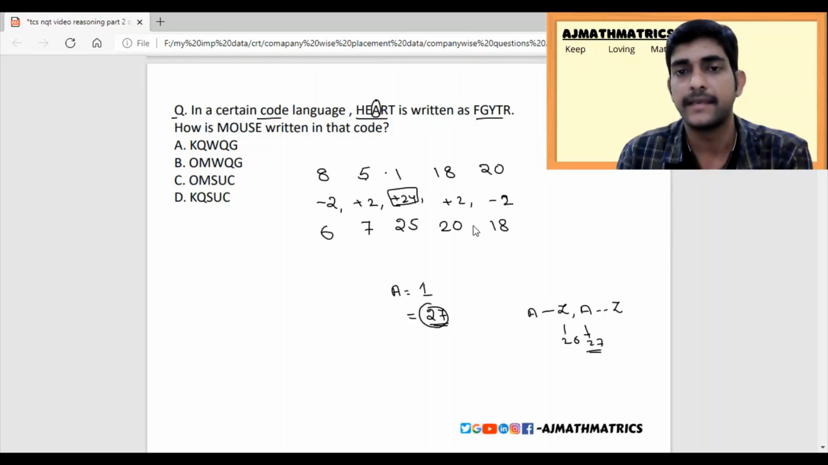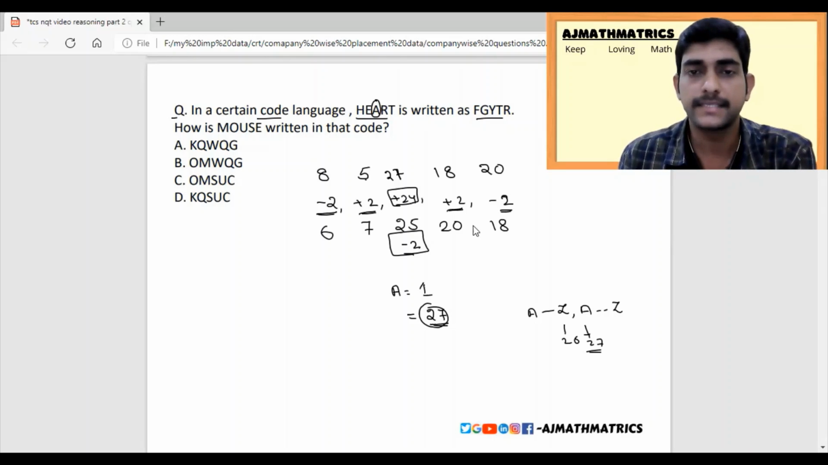I'm just checking if I'm taking 27 as a value, is there any help from the question? So 27 becomes 25, which means minus 2. So this is very easy for us to take. See the series here, minus 2, plus 2, minus 2, plus 2, minus 2. So the series is minus 2, plus 2 like that. And here we need to apply the same logic to the question, which is MOUSE. So M letter number is 13, O letter number is 15, U letter number is 21, S letter number is 19, E letter number is 5.